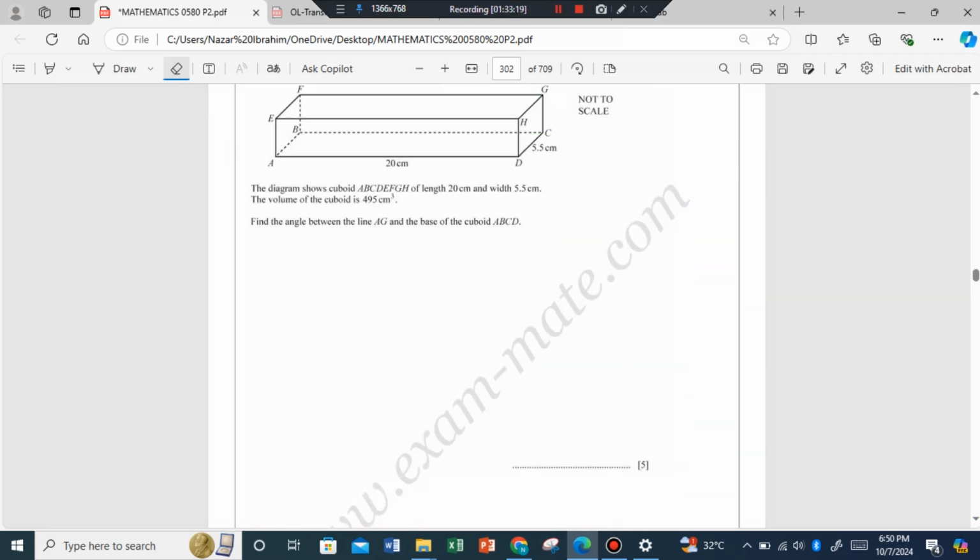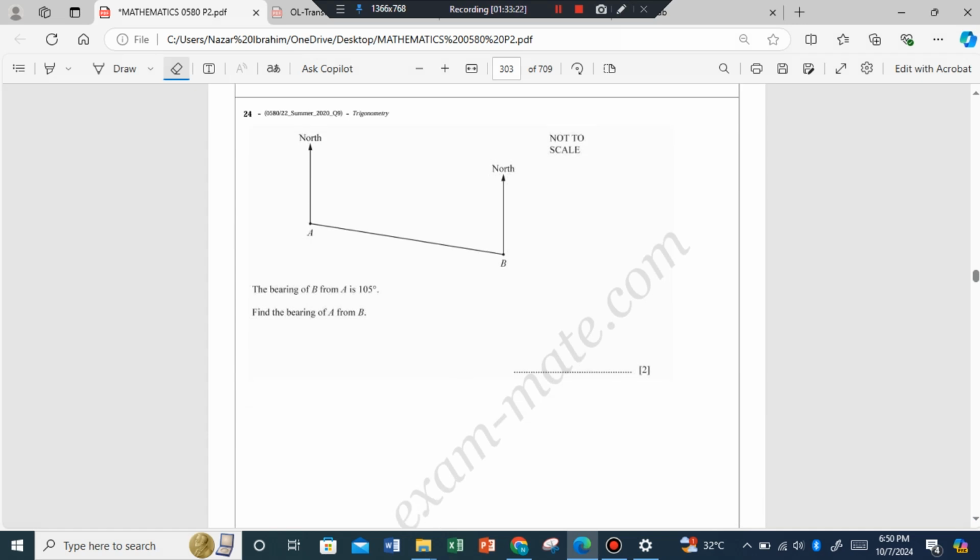Moving to the next question, question number 24. Again, you can see a bearing. The bearing of B from A is 105. Again, we should come to the topic of bearing. We should think of what it is from A. The bearing will be from A. It means that from north of A to B is 105 degrees. So to find the bearing of A from B, meaning from north of B to A, I need to find out this angle.